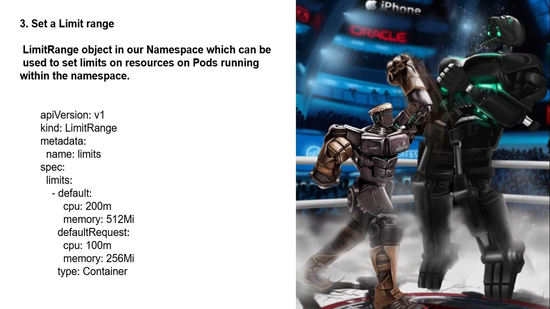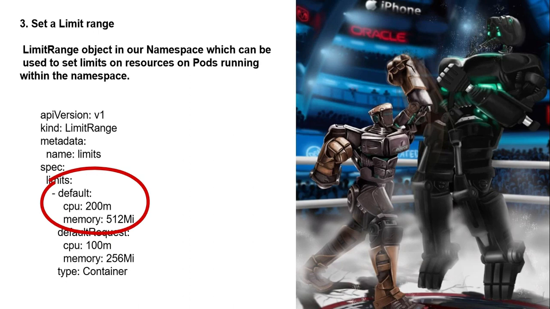Step 3, set the limit range. A limit range is an object in our namespace which can be used to set limits on the resources of the pods running within the namespace. In this YAML file, we have 2 sections. The first one is the default section, and the next one is the defaultRequest section. The default section sets up the default limit for the containers in the namespace.